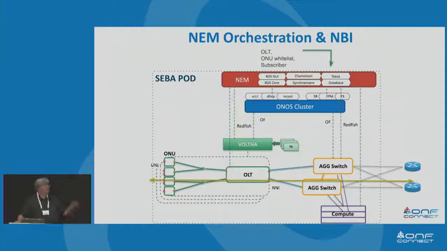So you can see here the SEBA pod, and the NEM is this topmost layer, and it's got these various components inside of it. I'm going to go through a container diagram in a moment, but the NEM is taking various inputs from the operator, such as a description of the OLTs, a whitelist of ONUs, what ONUs are permitted, and various subscriber information. And through use of a model-based service definition, it will ingest that information and use that to configure these components below it, such as the ONOS apps, VOLTHA, and other services that are running on the pod.